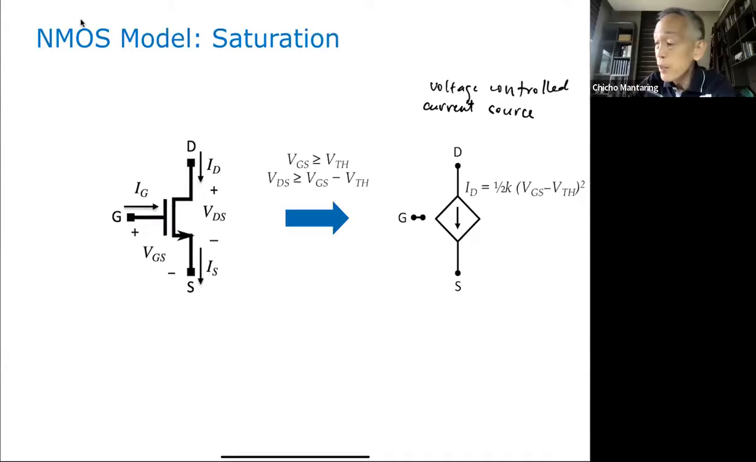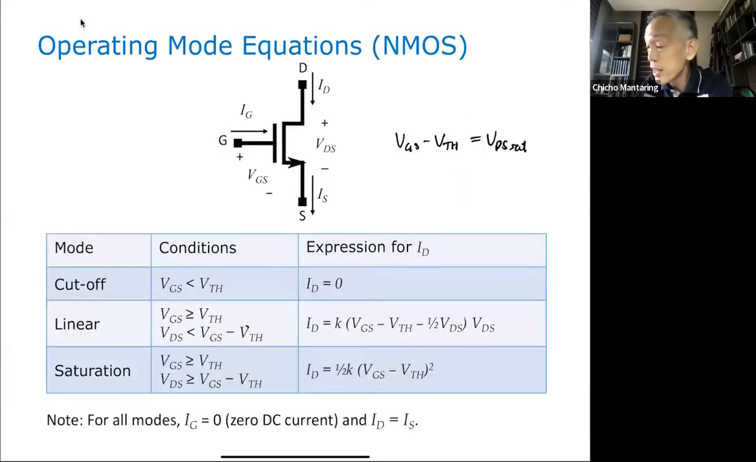Now, because your gate is an open circuit, whatever current flowing into the drain will also be the current flowing out of the source. In other words, I of D will always be equal to I of S. And this is your formula for I of D: 1/2 K (VGS minus VTH) squared. By the way, yung K is a parameter of the transistor. Okay. So the K and VTH, these are transistor parameters.